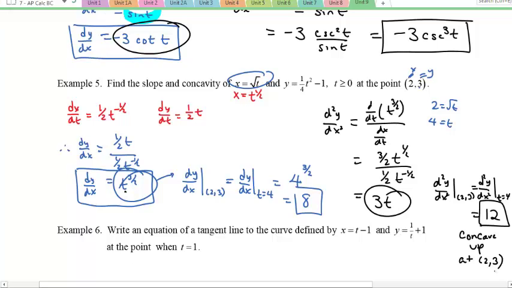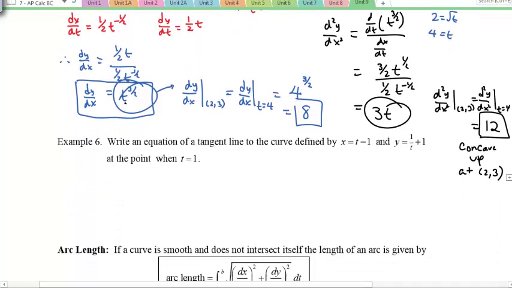Okay, example number 6. Tangent line. I probably need the stove. Notice you also need an equation at a particular point. The point in time here is t equals 1. And so if I want a point that's actually on the Cartesian coordinate, I better plug in t equals 1. For x, x equals 0. Y equals 2. So this actually transforms into the point (0, 2). Here's your point.